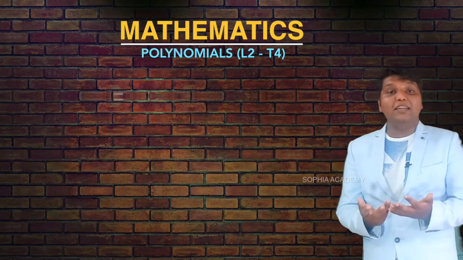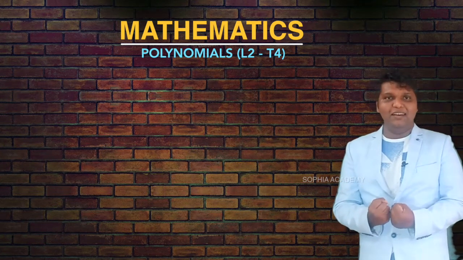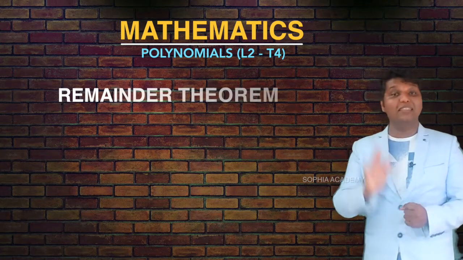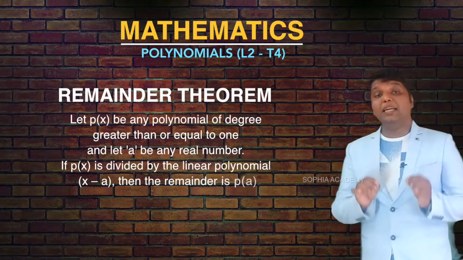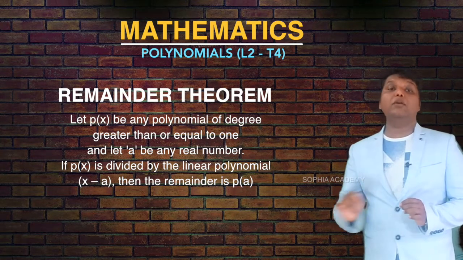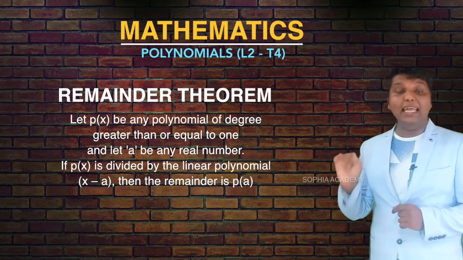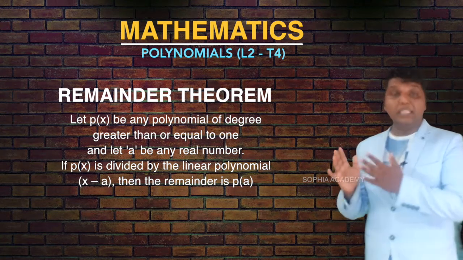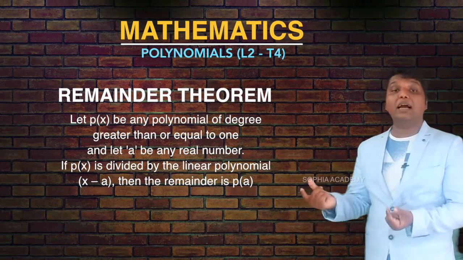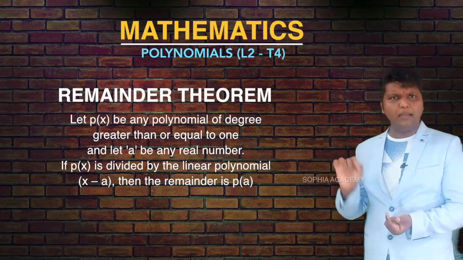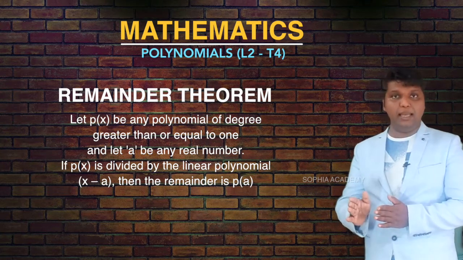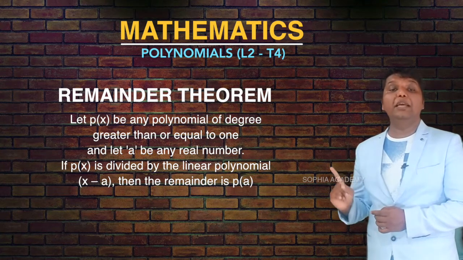So there is another thing which makes this much simpler. That is the topic which we are going to discuss today, the remainder theorem. The remainder theorem states that let p of x be any polynomial of degree greater than or equal to 1, and let a be any real number. That means there is a polynomial p of x which has a degree of at least 1, and you are considering another letter, small letter a. If p of x is divided by a linear polynomial x minus a, then the remainder is p of a.